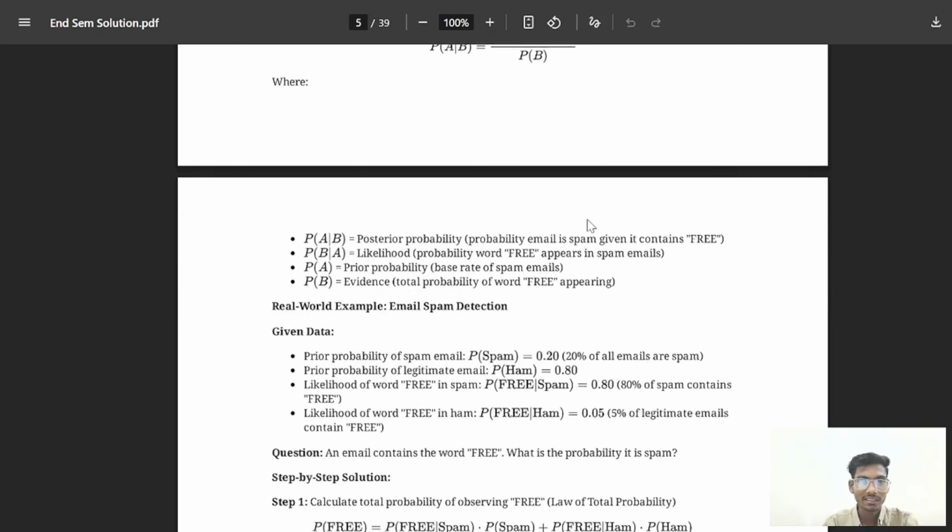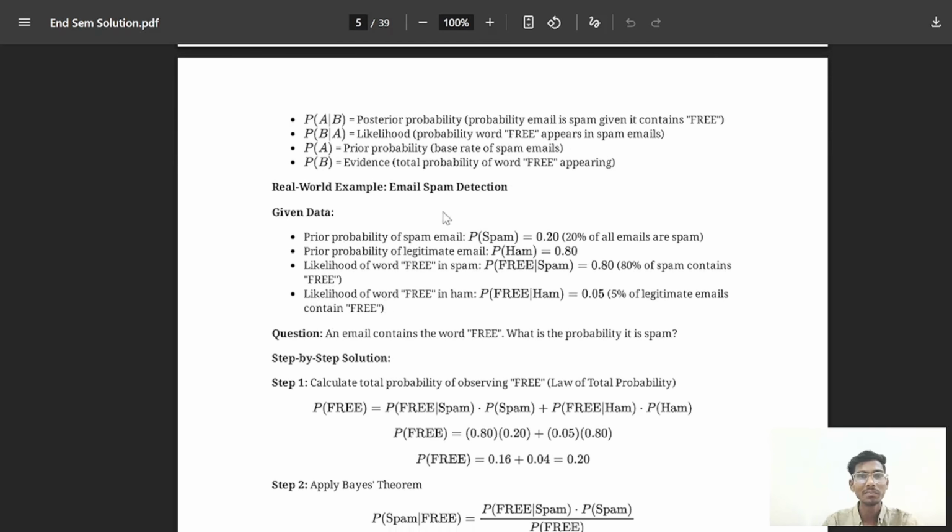Okay, clear? What is probability of A conditional B? Posterior probability. Probability email is spam given it contains free. Probability of B conditional A क्या हुआ? Likelihood probability word free appears in a spam emails. Probability of A is prior probability base rate of spam emails. Probability of B is evidence, total probability of word free appearing. Okay. Real world example is email spamming detection.